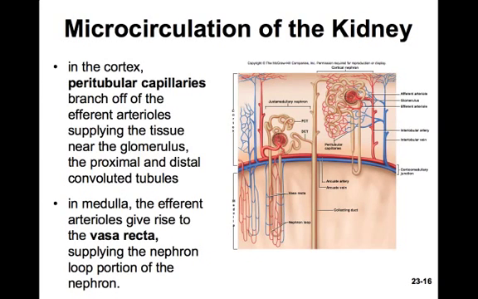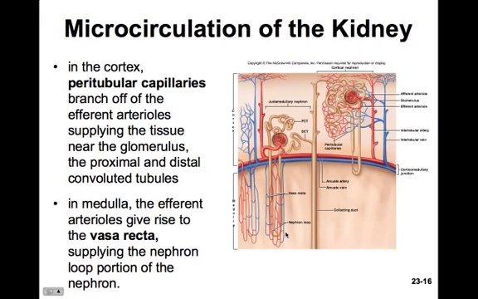So we can look a little closer now in the cortex at these peritubular capillaries. The peritubular capillaries branch off of those efferent arterioles, and they supply the tissue near the glomerulus, as well as the proximal and distal convoluted tubules. In the medulla, the efferent arterioles give rise to the vasa recta, which supplies the nephron loop portion of the nephron.